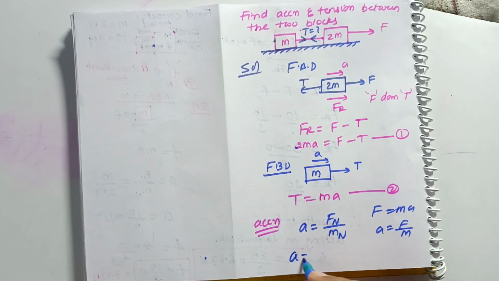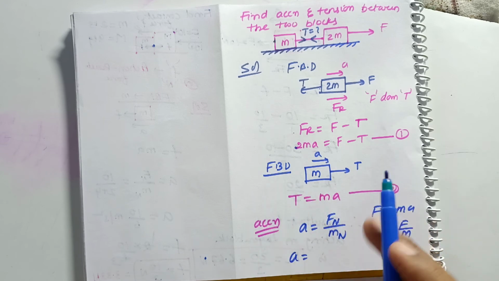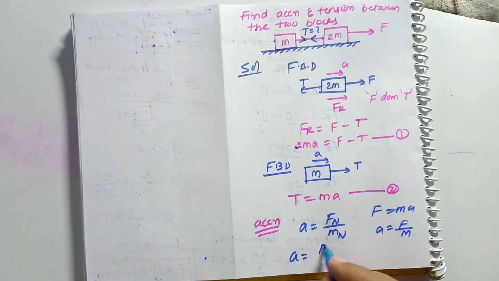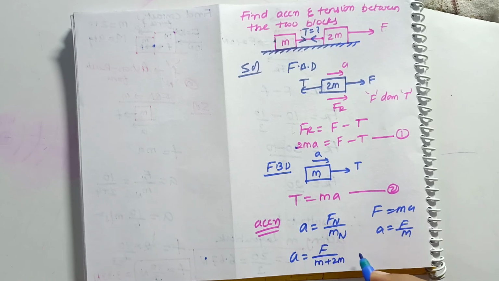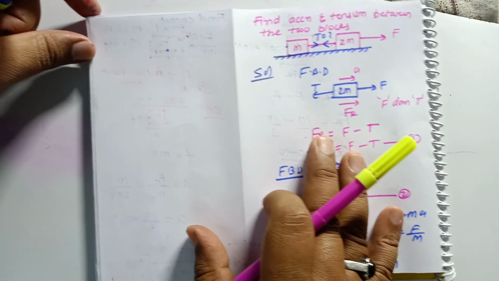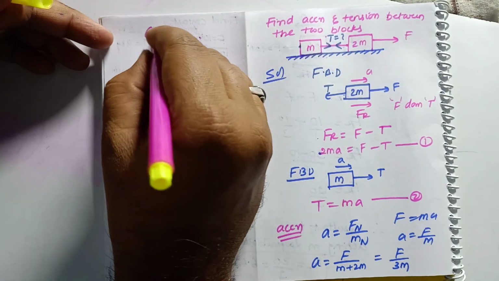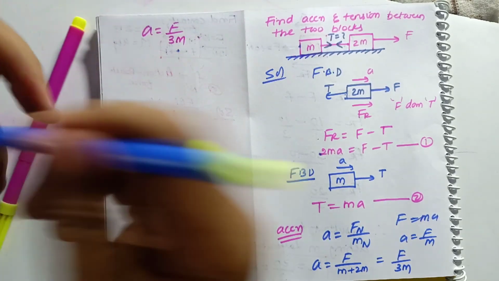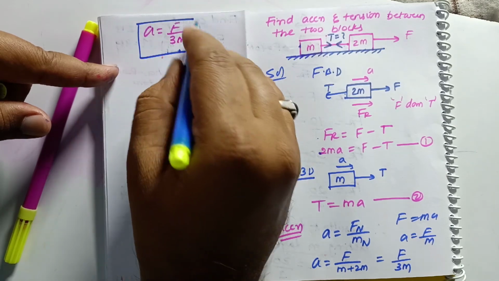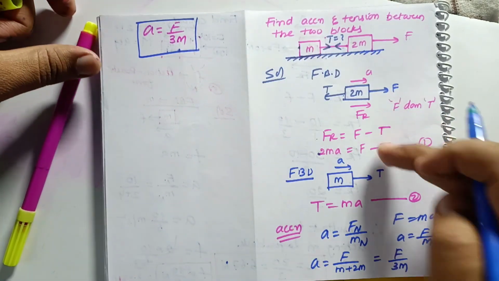So very simple here. What is the net force acting on this block? This is the net force acting on this block. Let us consider this as F here. What is the net mass here? That can be considered as m plus 2m, so this can be taken as F by 3m. So we got an acceleration here. How much is the acceleration? We got the acceleration as a is equal to F by 3m. You keep it aside now.